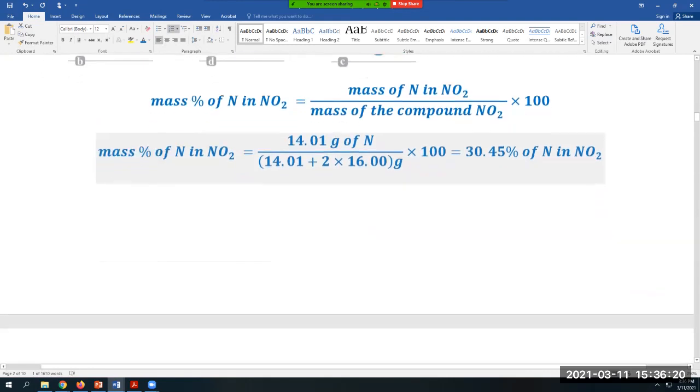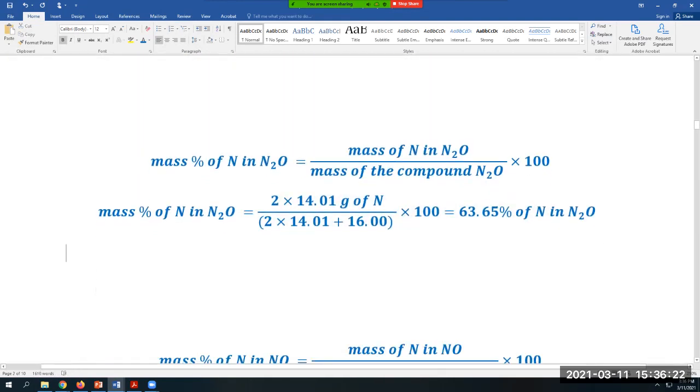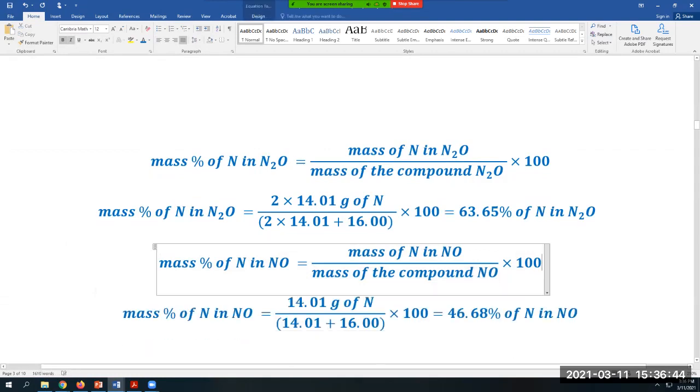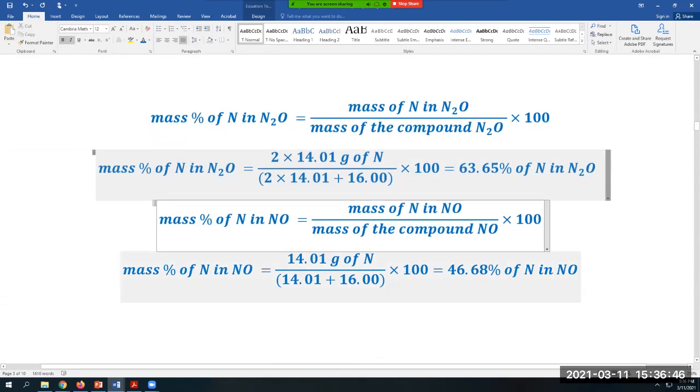So let's verify that. And this time the formula is, you take the mass of nitrogen in NO, so it's going to be 1 times 14.01, and then over the molar mass of the compound NO. And that's 14.01 plus 16. So let's look at what it looks like when you're plugging in the values. So it's 14.01 grams of nitrogen over 14.01 plus 16 and times 100.